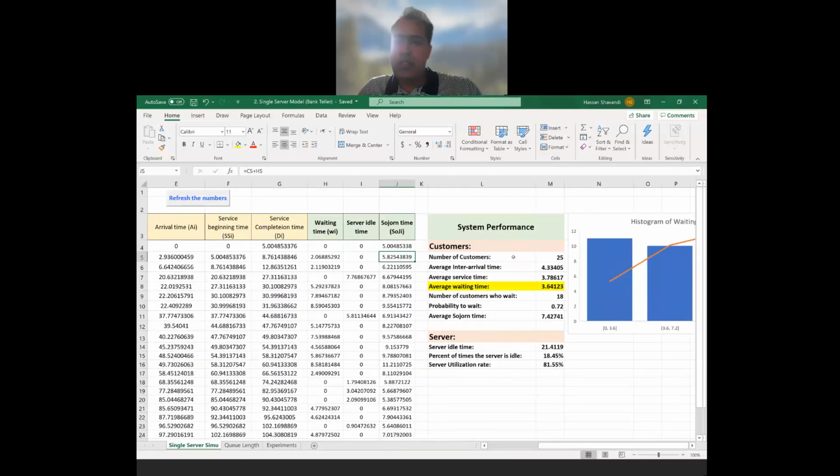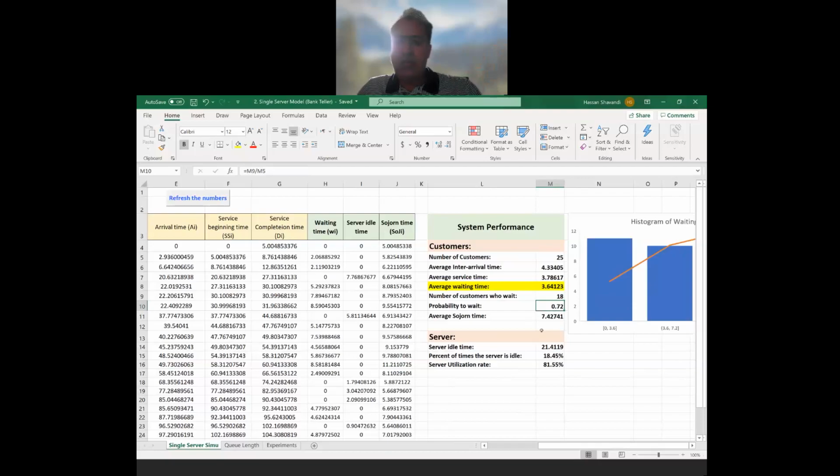The number of customers is 25, average arrival time is 4.33, average service time is 3.7, average waiting time here is 3.64, and for the number of customers who wait, we can count H4 up to H28. If they are positive, that will be the number of customers who wait, which is 18 here. So 18 out of 25 customers wait in the line. The probability to wait is the number of customers who wait divided by the total number of customers. 18 divided by 25 here is 0.72.